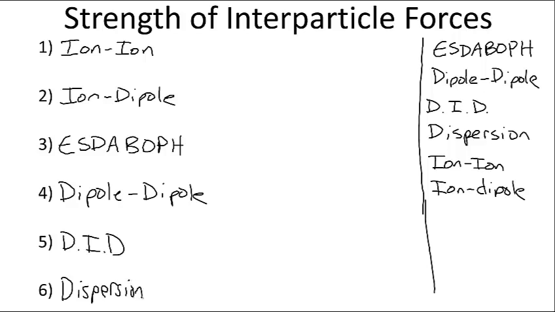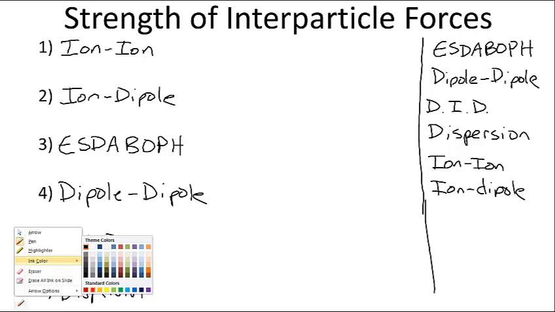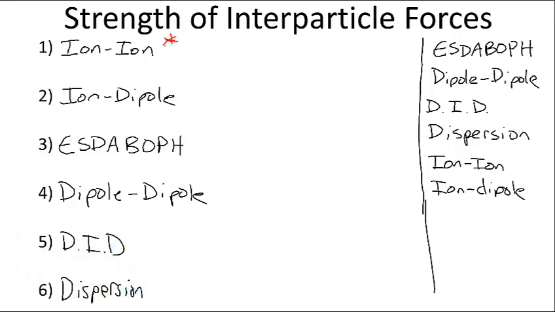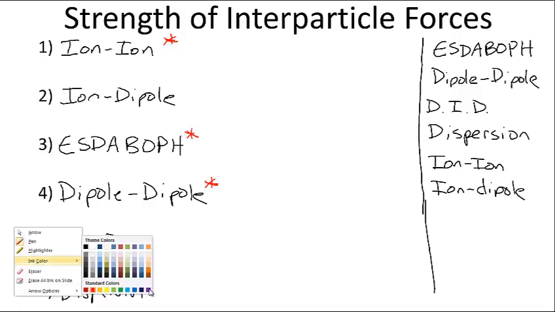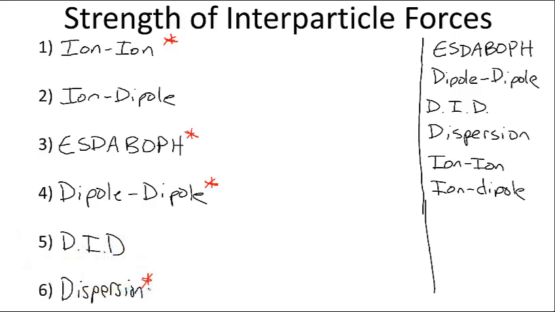And I want to point out one more thing before we run off, and that's some of these can be present in pure substances. Some can only be present in mixtures. So the ones with the red star here, these can be present in pure substances. The other two, because they involve two different kinds of things, are only present in mixtures. These are only present in mixtures.